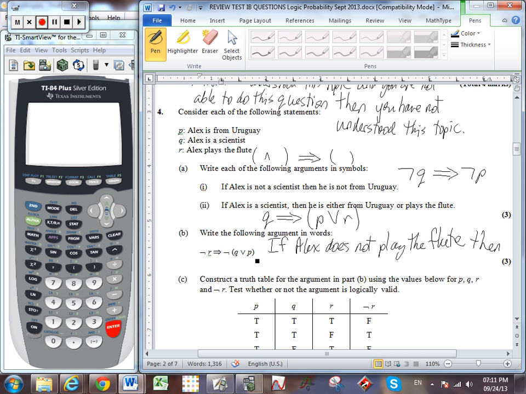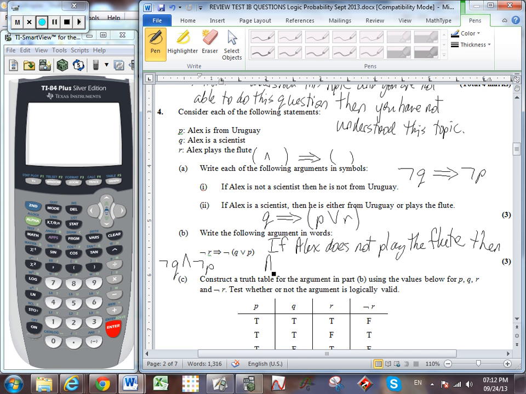I could write it like that, or some of you commented in class that maybe you could use De Morgan's law here and end up with not Q. And you remember when the negation is distributing to a set of parentheses, the symbol in the middle flips upside down. So now the negation is on Q and P, and the middle sign is upside down. One of De Morgan's laws. So then I guess we could read this as not Q and not P. So Alex is not a scientist, and Alex is not from Uruguay.